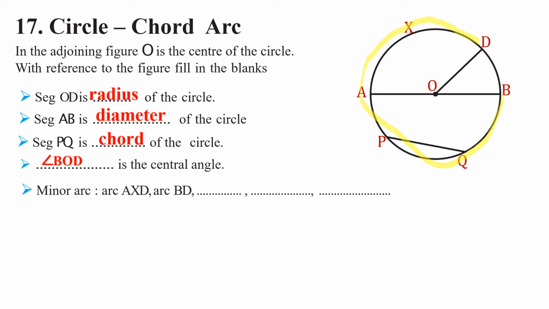But this is not a minor arc. So, whenever you use only 2 points, then that must be a minor arc. Therefore, minor arc BD indicates this part. Next minor arc AP means only this part.